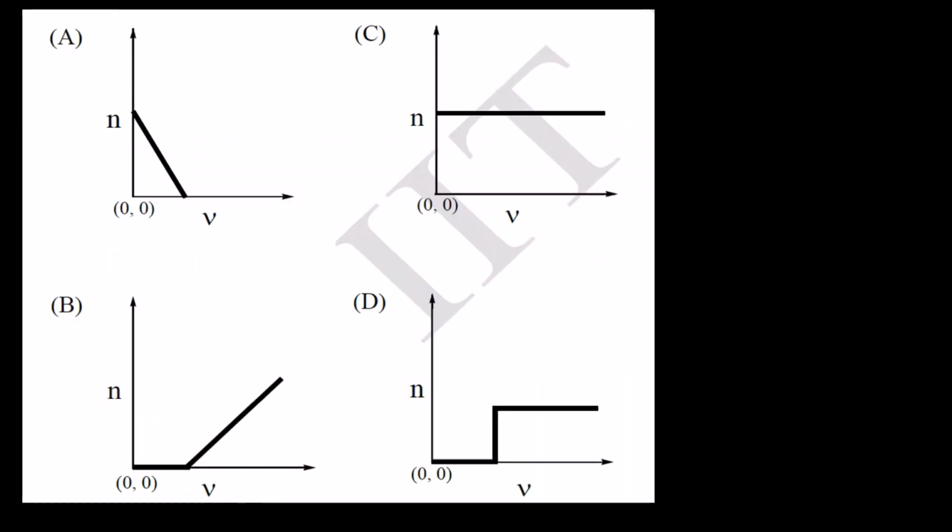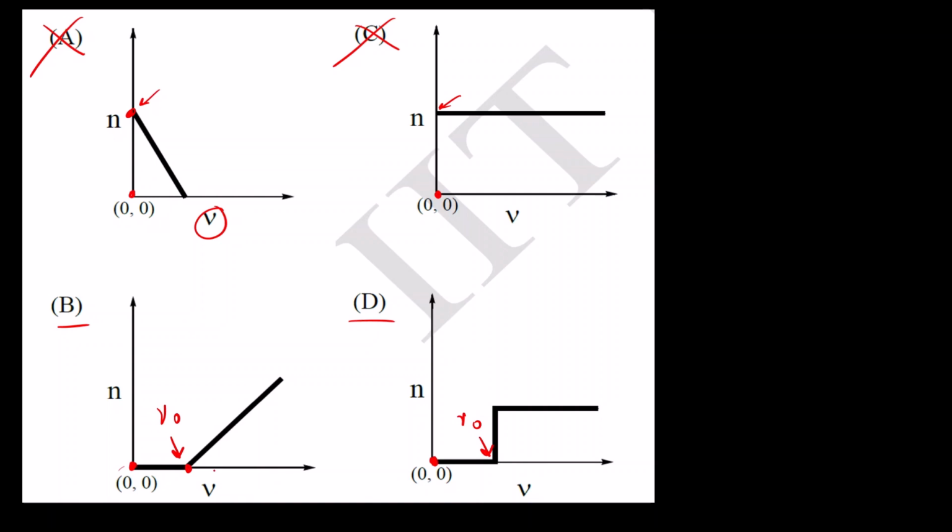Now let us see the plots one by one. Initially at 0 frequency, will there be any electrons present? The answer is no. So this should be 0, but here there is some value given, so this is incorrect. Here also there is some value given, so this is also incorrect. In B and D, at nu equal to 0, there are no photoelectrons emitted. But as you increase the frequency, at one particular frequency in both graphs you can see the number of photons increasing. This is nothing but nu naught, the threshold frequency.